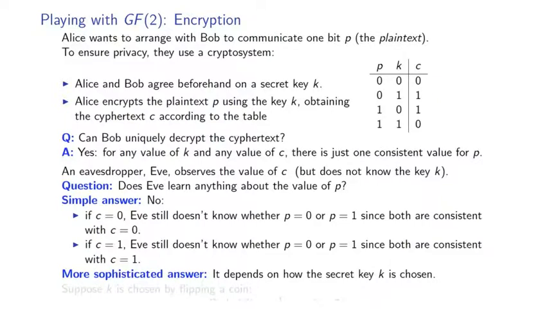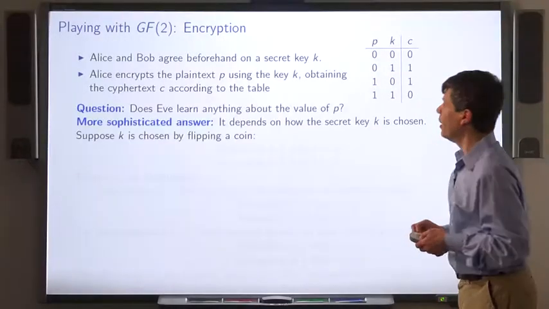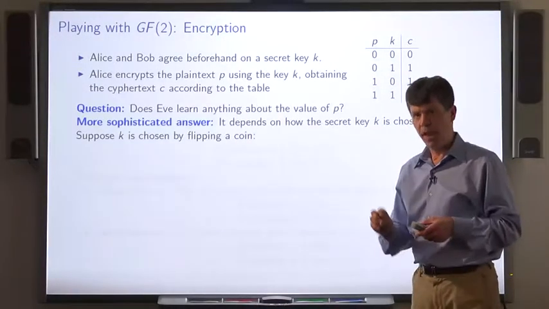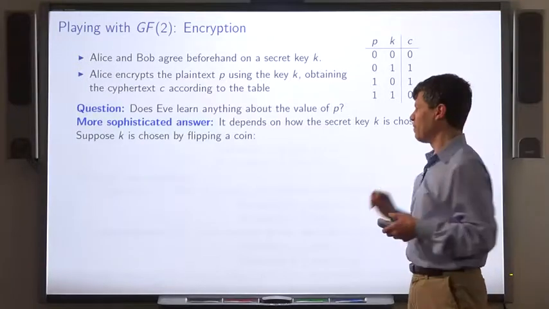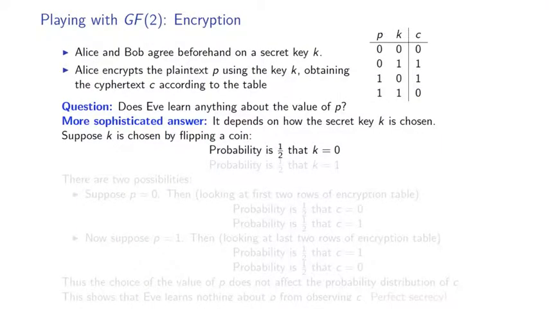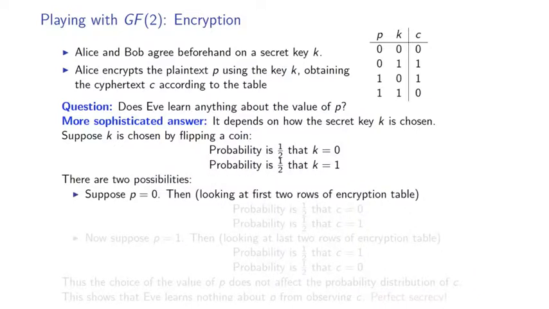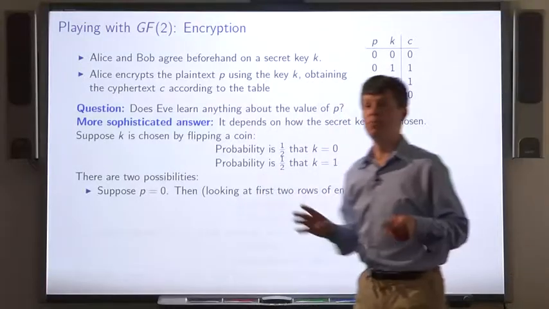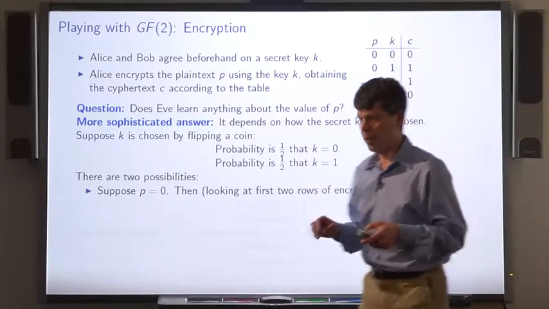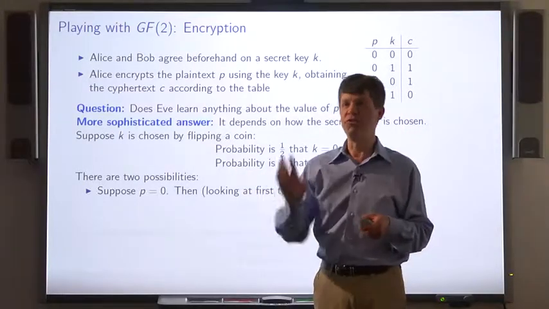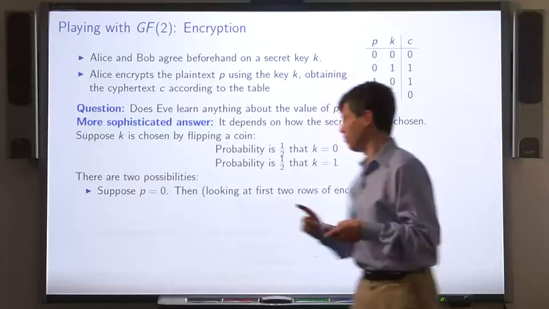And here's a somewhat more sophisticated answer. It depends on how the secret key is chosen. So let's suppose the secret key is chosen by flipping a coin. So the probability is 1/2 that the key is 0 and 1/2 that the key is 1. Let's look at it from Eve's perspective. Before she even goes out to eavesdrop, she reasons as follows.